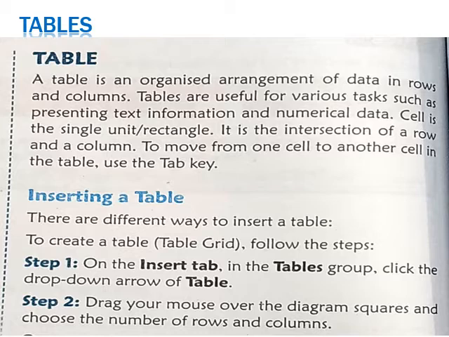Let us see how would you insert table in your document. There are different ways to insert a table. To create a table using table grid, what are the steps? On the insert tab in the tables group, click down the drop down arrow of table. Now you can refer the figure 1 that is given in your book. Step 2, drag your mouse over the diagram squares and choose the number of rows and columns.